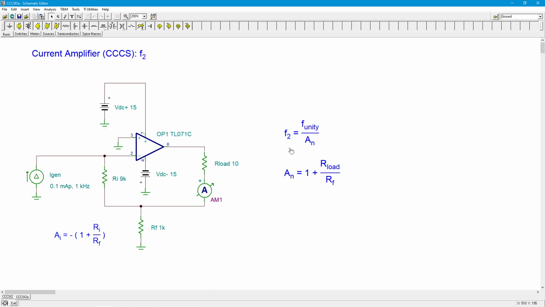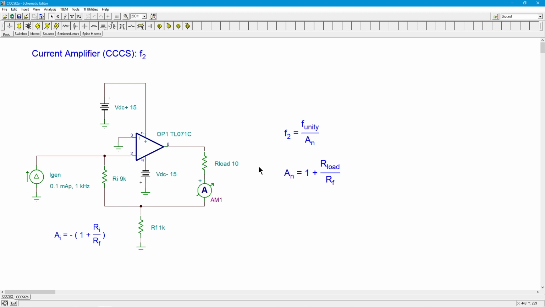So just to make your life a little easier, I'll write it like this. It's still F unity divided by AN for F2, but now we find AN is R load divided by RF. So you can see when our load is only 10 ohms, our R load over RF is a fraction of a value, so your AN is just a smidge over 1, and consequently your F2 is F unity. When we set this to 1K and 1K, that gave us a noise gain of 2. So we had F unity divided by 2, so 3.5 divided by 2, 1 3/4 megahertz, which is about what we got.